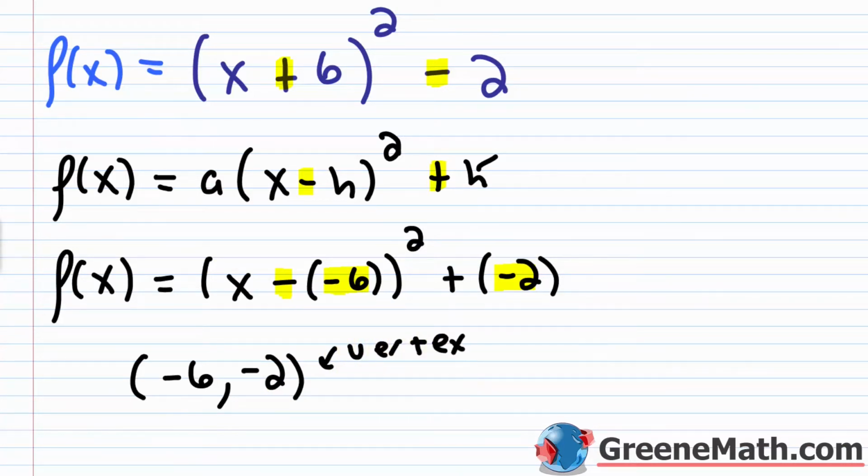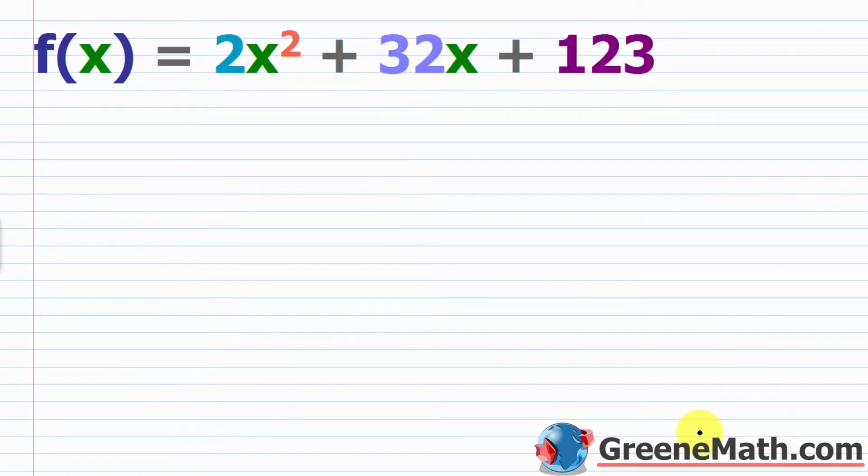All right, let's look at another one. So this one will be a little bit more challenging because the coefficient on x squared is not 1. So we have f of x equals 2x squared plus 32x plus 123. So again, the first thing you have to do is make sure that this guy is a 1. Now, again, when you're solving quadratic equations by completing the square, you just divide everything by 2. But you don't want to do that here, because you have this f of x over here. You don't want to mess with that.